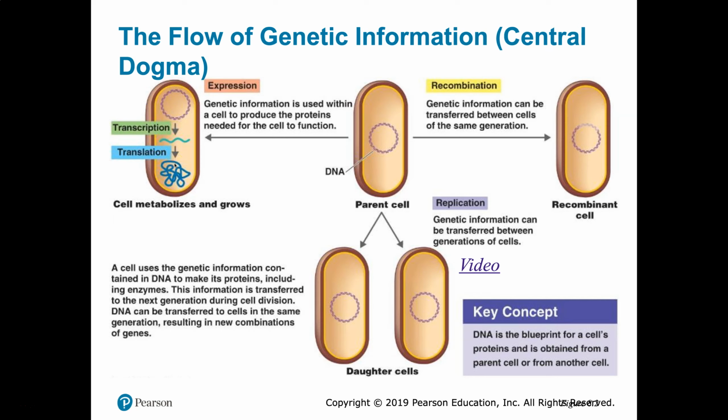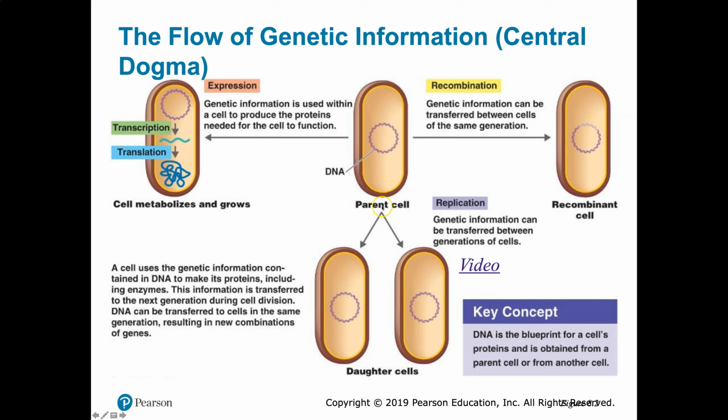Transcription, translation, and the protein is functional. I could also say recombination. Basically, the cells can transfer sections of DNA to other cells of the same generation. So this recombinant cell right here, this purple section is its original DNA. This lighter colored section, it got from another cell. And we're going to talk about ways that recombination can occur. So it got this extra DNA right here from somewhere else.